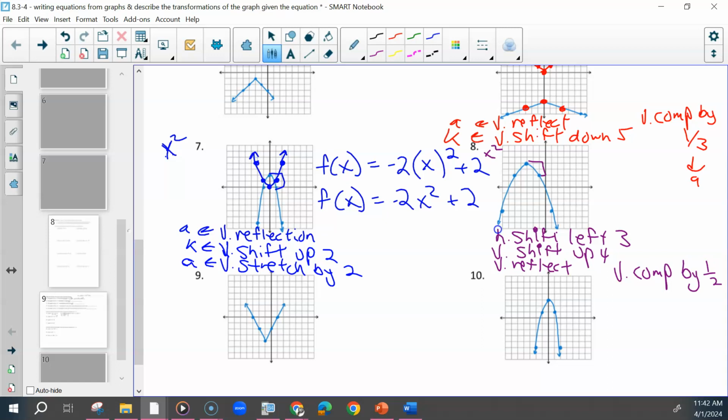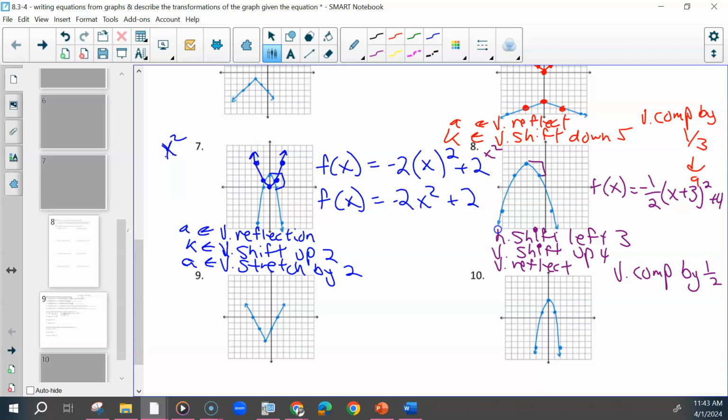So we have a bunch of things that are going to change. We have an H, we have a K, we have an A, but 2 things are happening to A. I'm not going to write which ones are which for this one. What would that function look like? F of x equals -1/2, parentheses x plus 3, squared on the outside, and then plus 4.